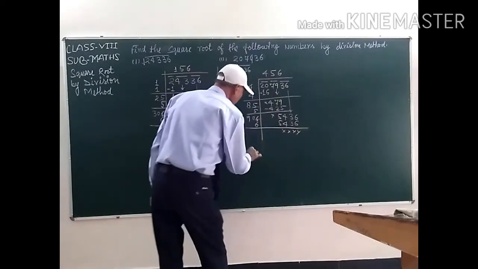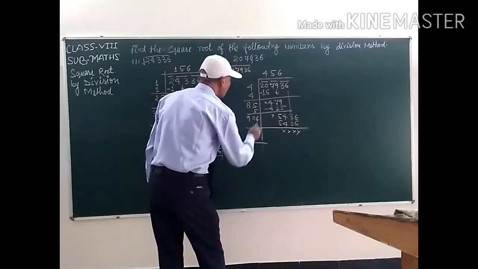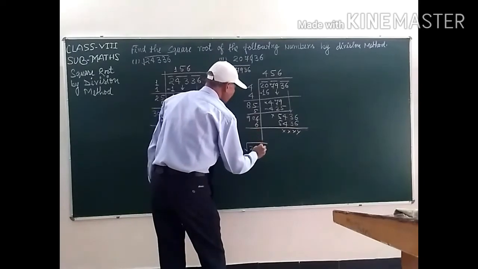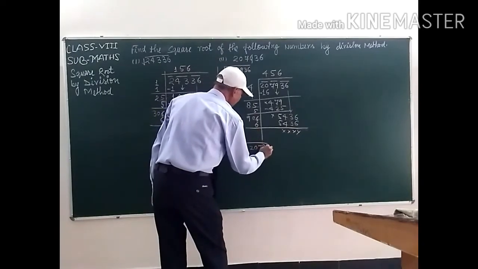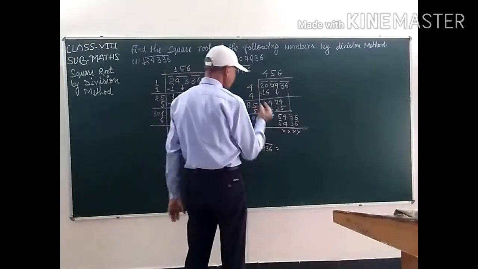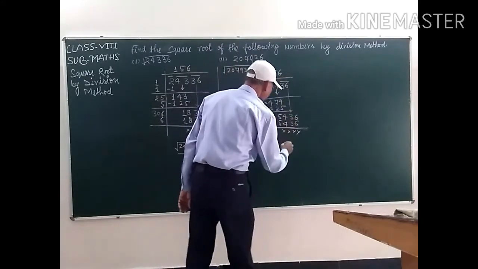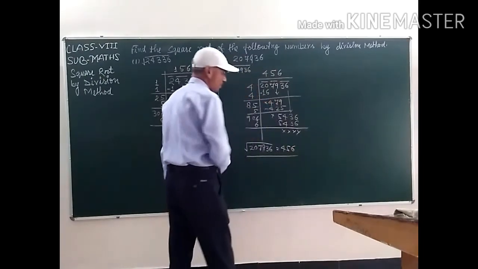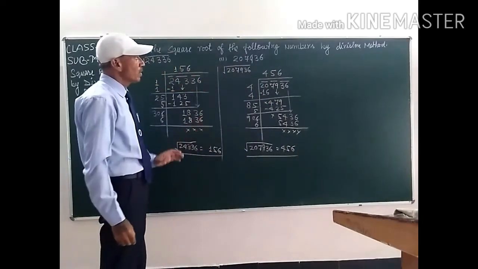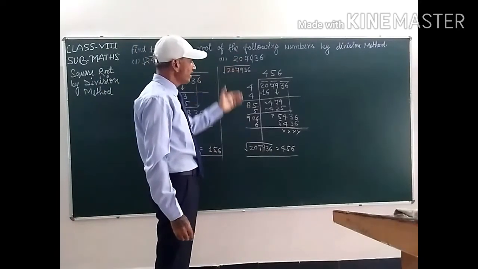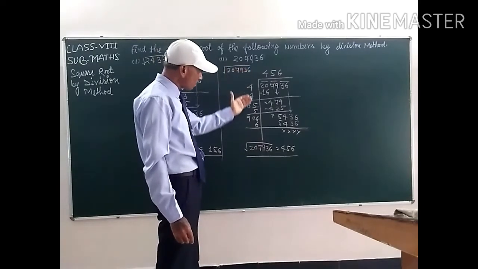So the square root of this number 207936 is equal to 456. This one is the square root of this number. Okay students, so you can take 7-digit numbers, 8-digit numbers, and you will follow this process.